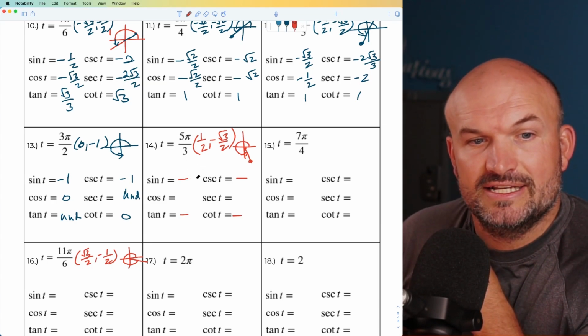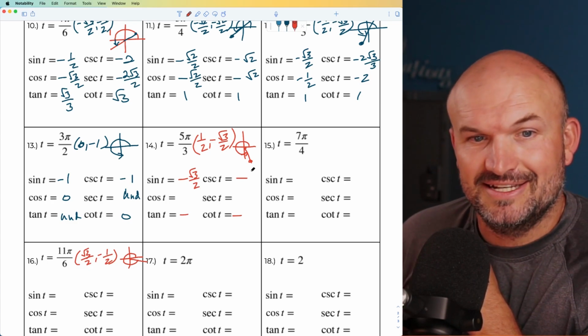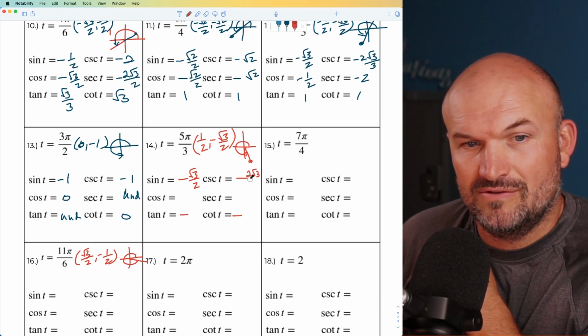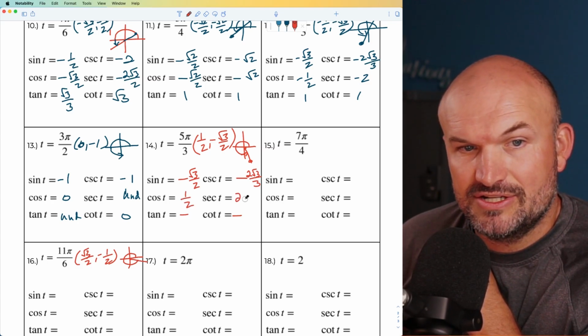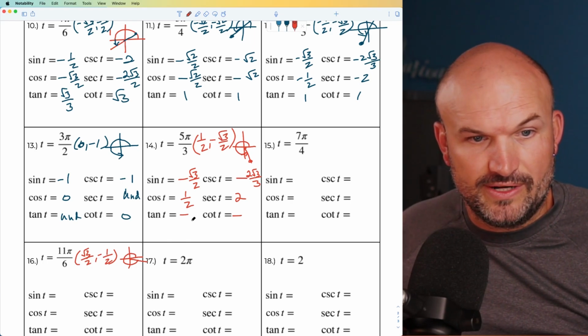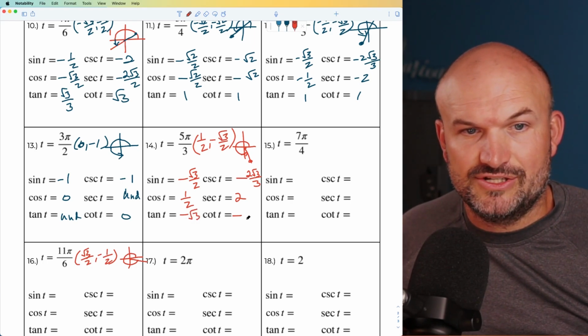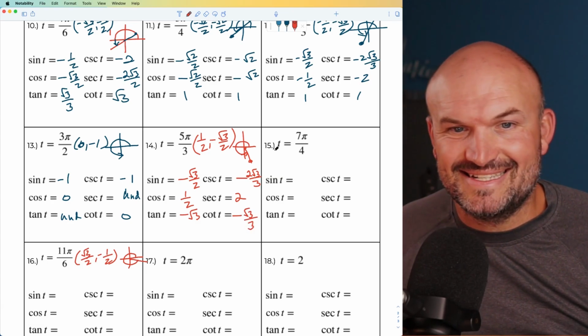So my sine is going to be negative square root of 3 over 2. Cosecant is going to be negative 2 square root of 3 over 3, right? I almost have this memorized here. Cosine is 1/2, secant is 2. Tangent is going to be negative square root of 3. And cotangent now is going to be negative square root of 3 over 3, right? See how fast and easy this is going?